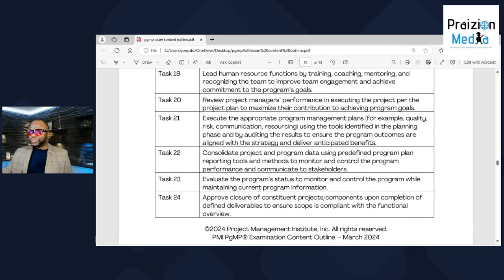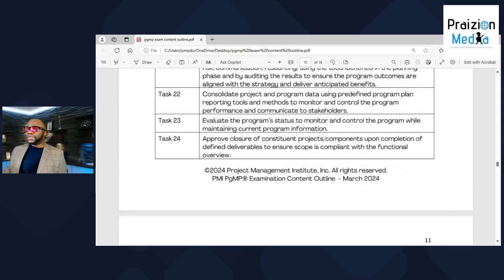Number 20, review project manager's performance in executing the project per the project plan to maximize their contribution to achieving program goals. Number 21, execute the appropriate program management plans, for example, quality, risk, communications, resourcing, and so on. Number 22, consolidate project and program data using predefined program plan reporting tools and methods to monitor and control the program. Number 23, evaluate the program status to monitor and control the program while maintaining current program information.